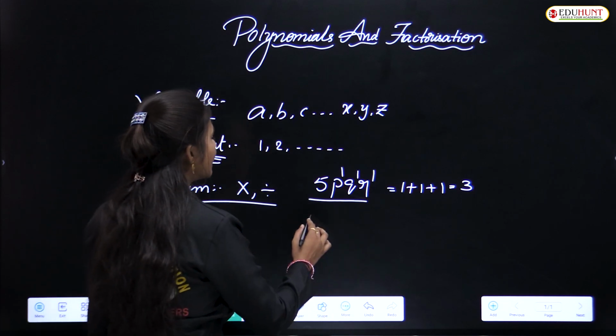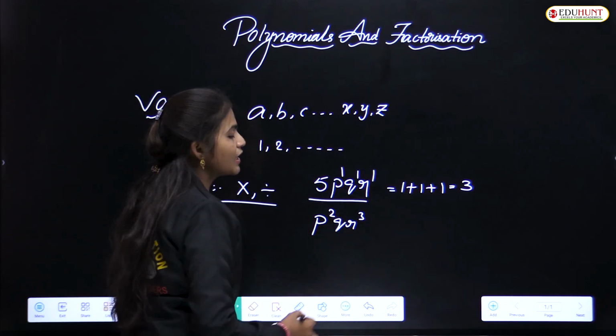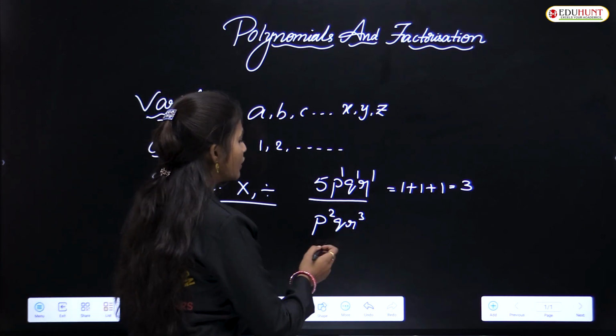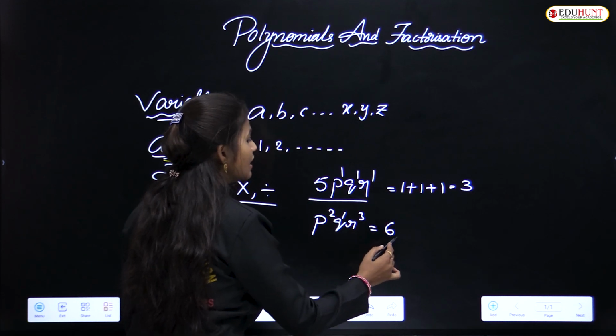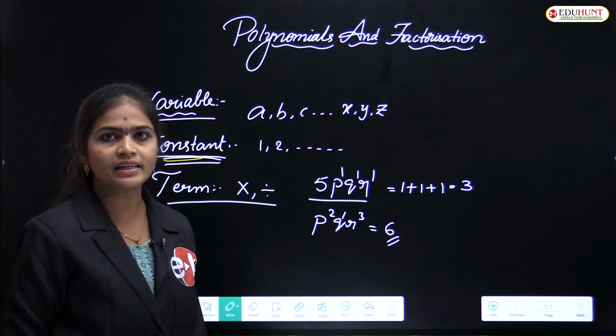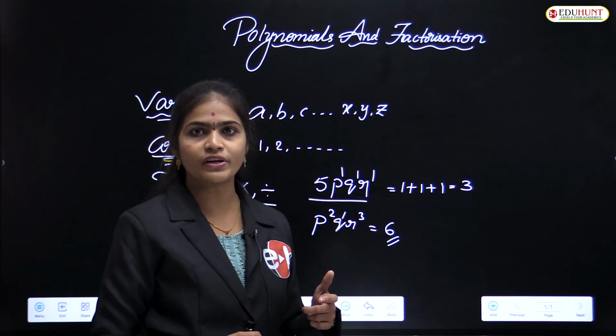Now take another example: P square Q R cube. Again this is one term. What is the degree? 2 plus 1 is 3, and 3 plus 3 is 6. So 6 is the degree of the term. Now you have the idea, right? Next I will tell you about positive powers and negative powers of a term also.